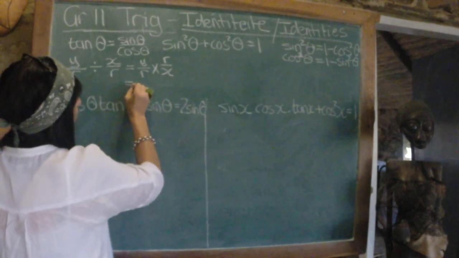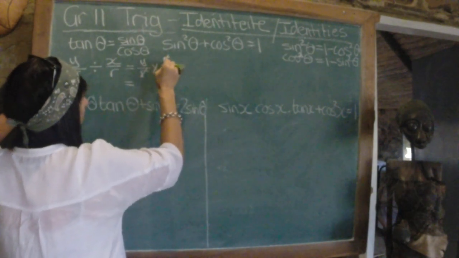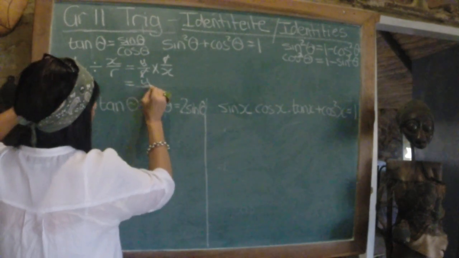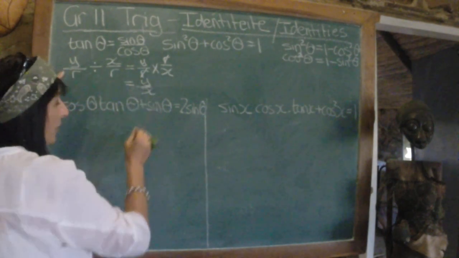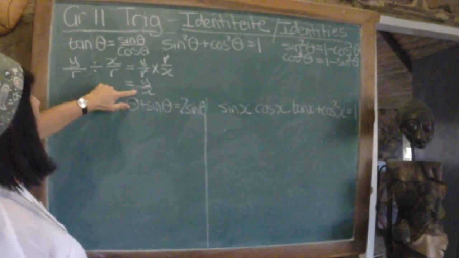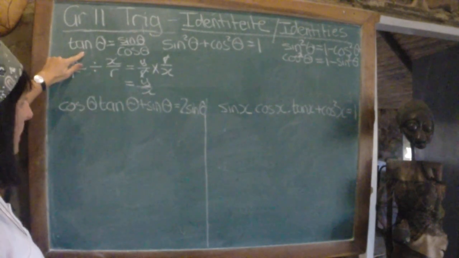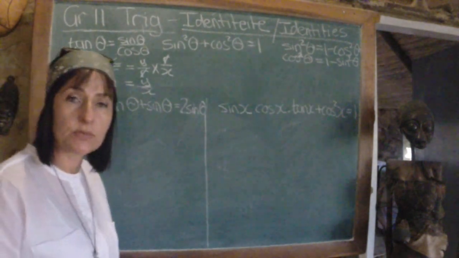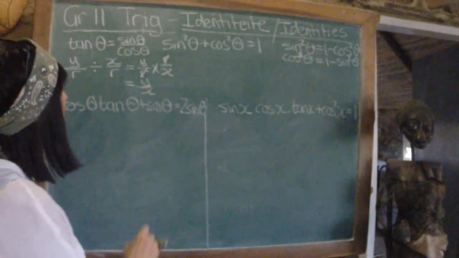As ons maal met die omgekeerde, dan kan die twee r'e uitkanselleer en my antwoord is y op x. And y on x is the value for the tangent of theta. There it's proven. Kom ons bewys gou die tweede identiteit.